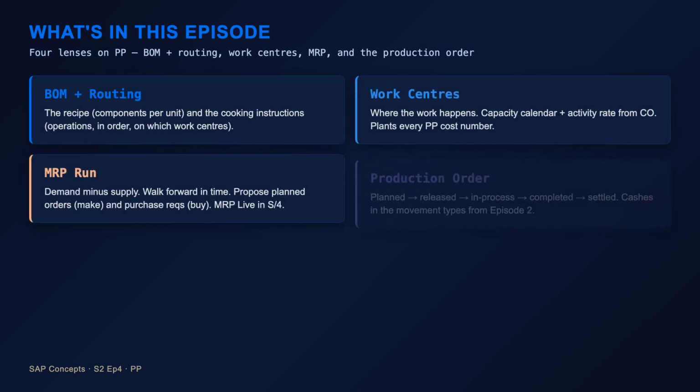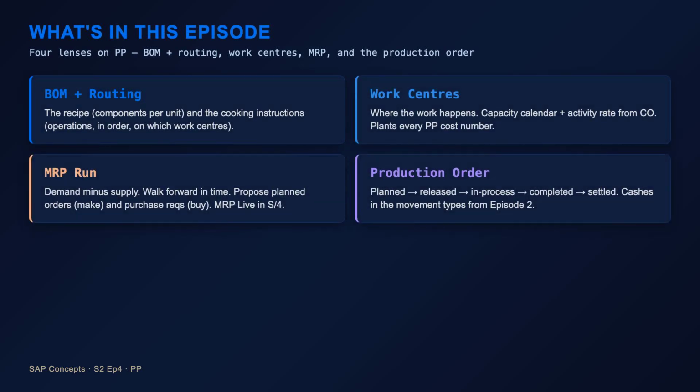Four lenses on production planning. Bills of materials and routings, work centers, the MRP run, and the production order. And every materials management movement type from Episode 2 finally gets attached to a production order.